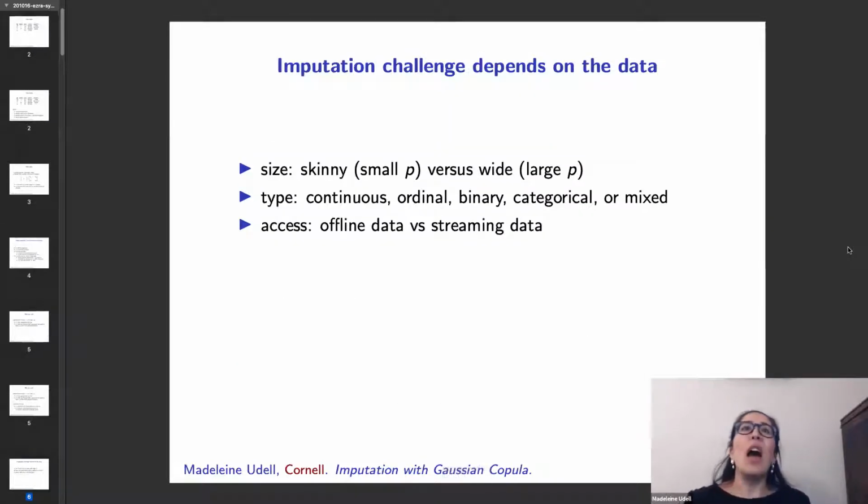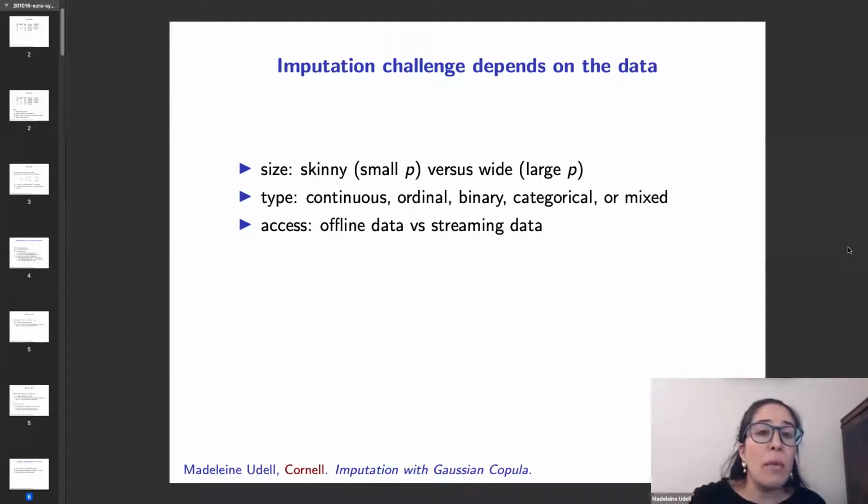Okay. So it's worth noting also that the imputation challenge depends on the data. You might think about whether the matrix is skinny, a small number of columns, P, versus wide, a large number of columns, P. What type of data do you have? Is it continuous, ordinal, binary, categorical, mixed? If it's continuous, what kind of distribution are you looking at?